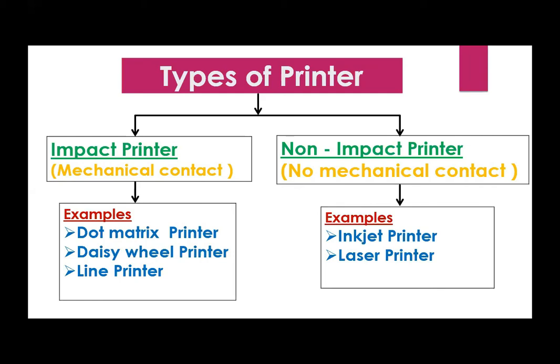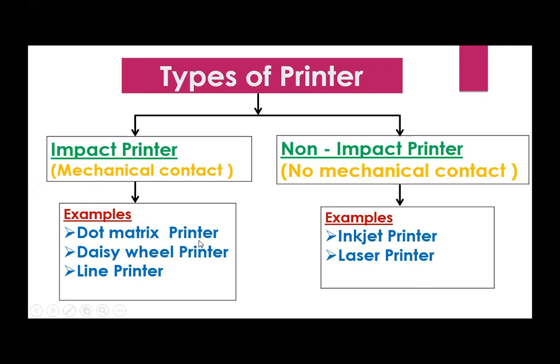First we discuss the impact printer. What are impact printers? Impact printer means there is mechanical contact between the print head and the paper. Non-impact printer means there is no mechanical contact between the print head and the paper. So these are the examples: dot matrix printer, daisy wheel printer, line printer. These are examples of impact printers, and inkjet printer and laser printer are examples of non-impact printers.